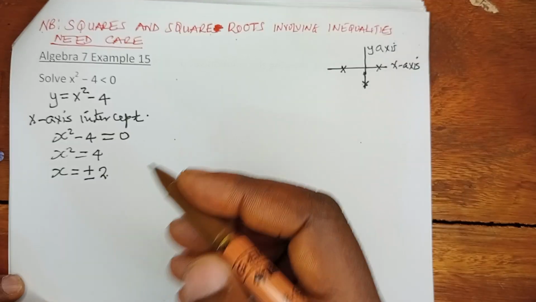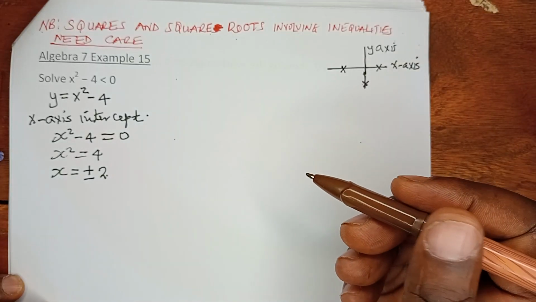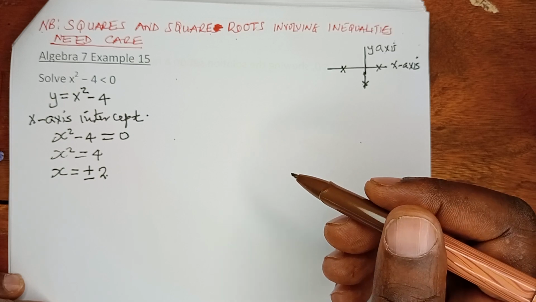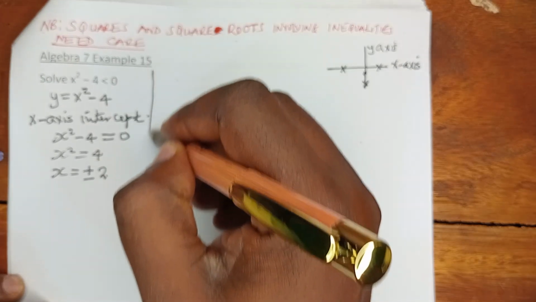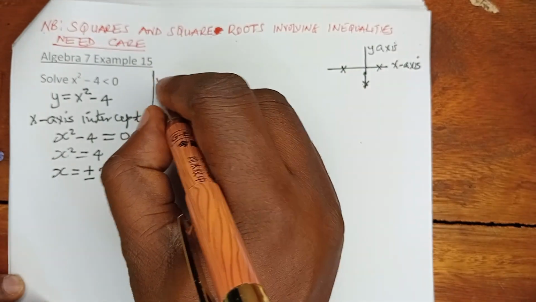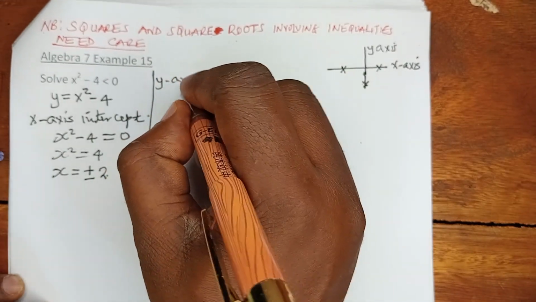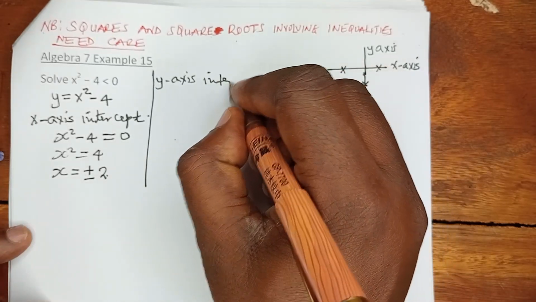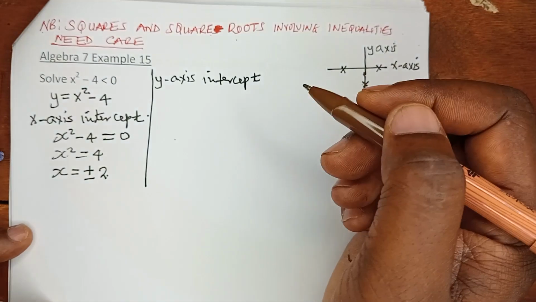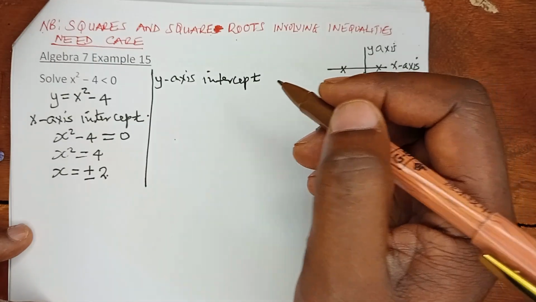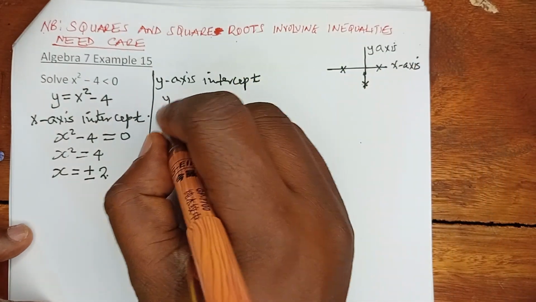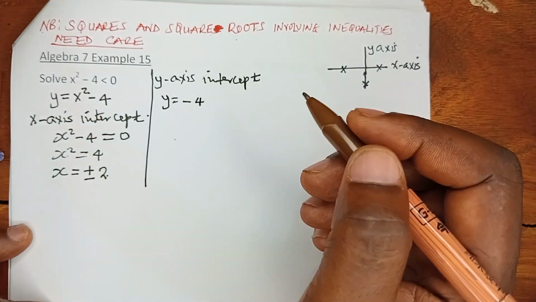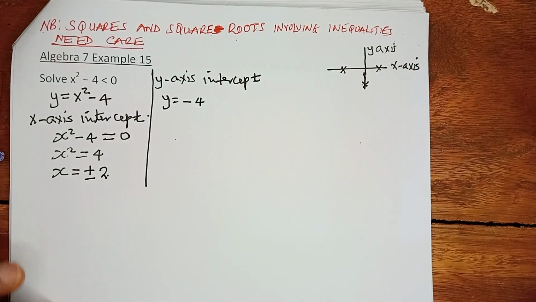Having said that, let us now talk about the y-intercept. The y-axis intercept is when x is equal to 0. Then we have y equals 0 minus 4. So y is negative 4.